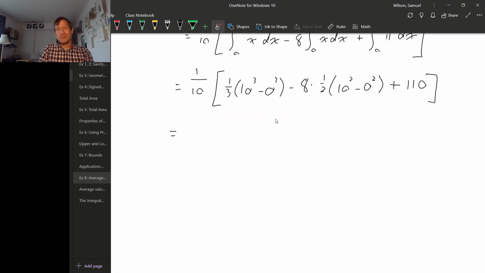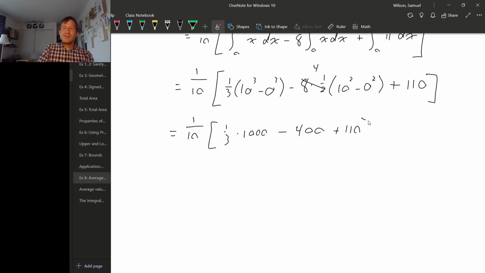We just need to do some arithmetic here. So 1 over 10, 1/3 times 1,000 minus, these simplify to 4, so 4 times 100, 400, plus 110. So 1/10 times 1,000 over 3 minus, let's see, negative 400 plus 110 is negative 290.